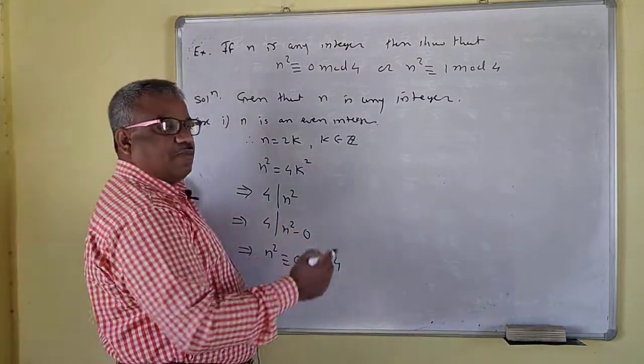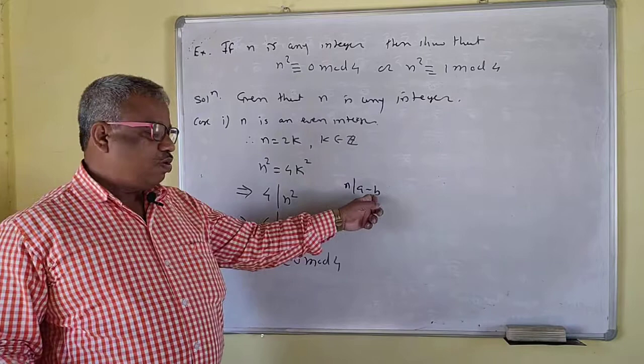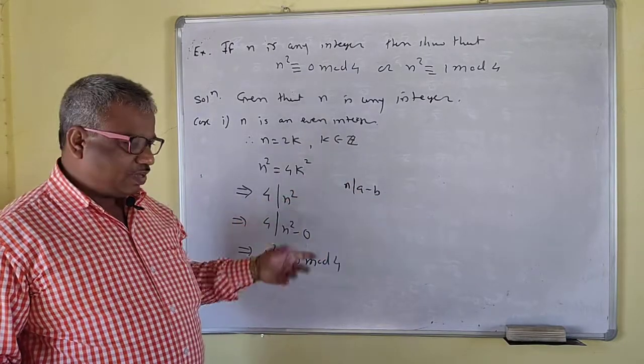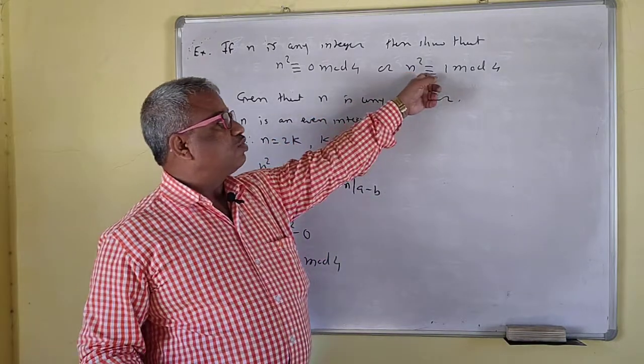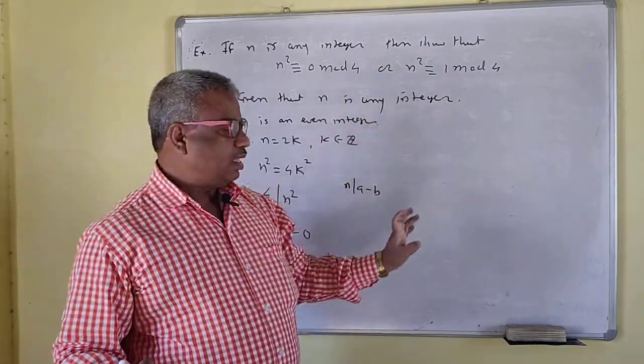Very simple. We have applied the definition of congruence: if n divides a minus b, then a is congruent to b modulo n. Just we have applied this definition. So what we have to prove for the other case? n square is congruent to 1 mod 4. Just we have to show that 4 divides n square minus 1.